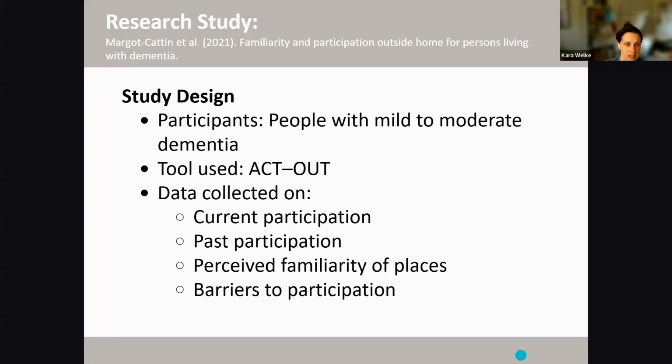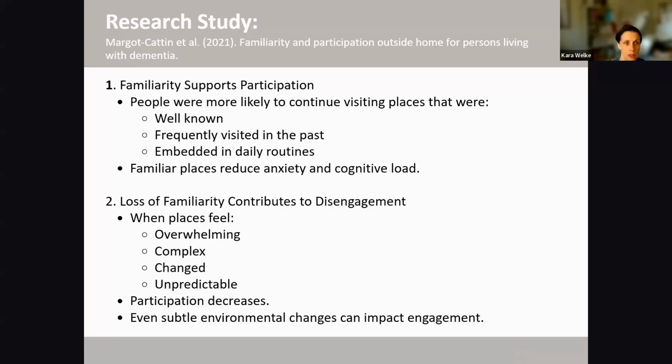This just goes over the study design. This talks a little bit about the actual results. So they found that familiarity supports participation.